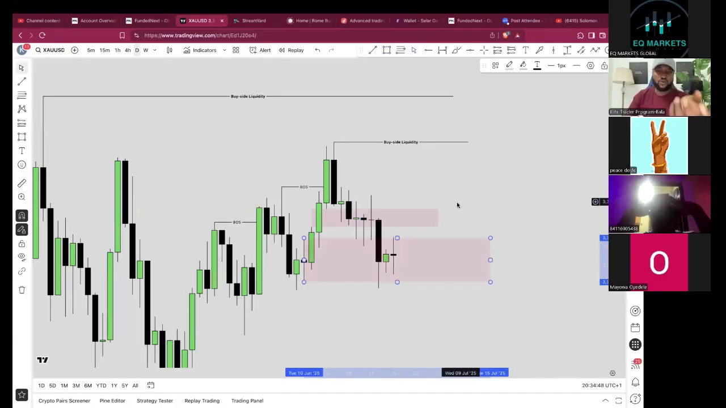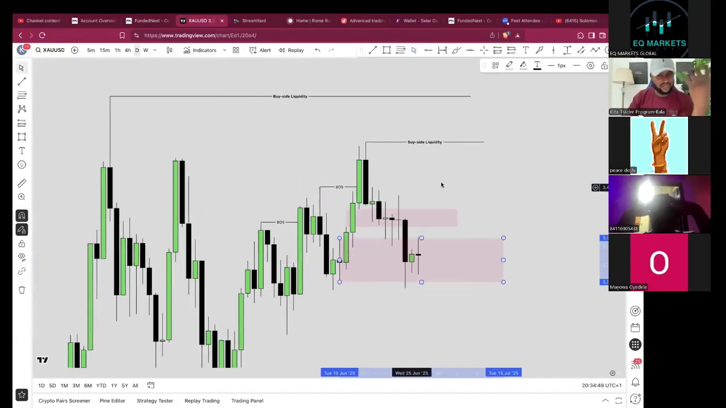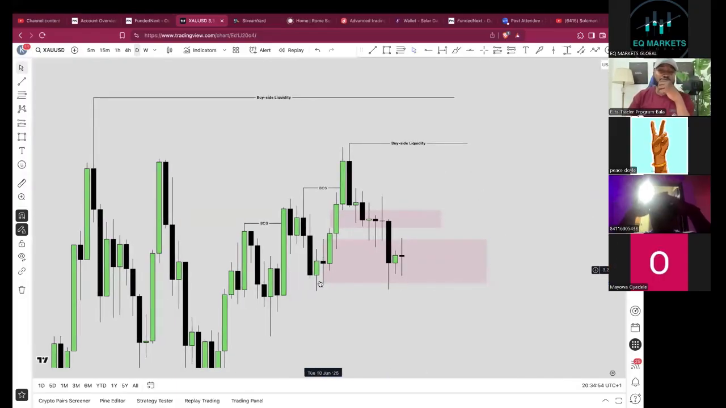I know some of you know what an order block is, and some of you don't. You can go and learn it online. An order block is basically where there was a huge transaction. It's from two words, order and block.